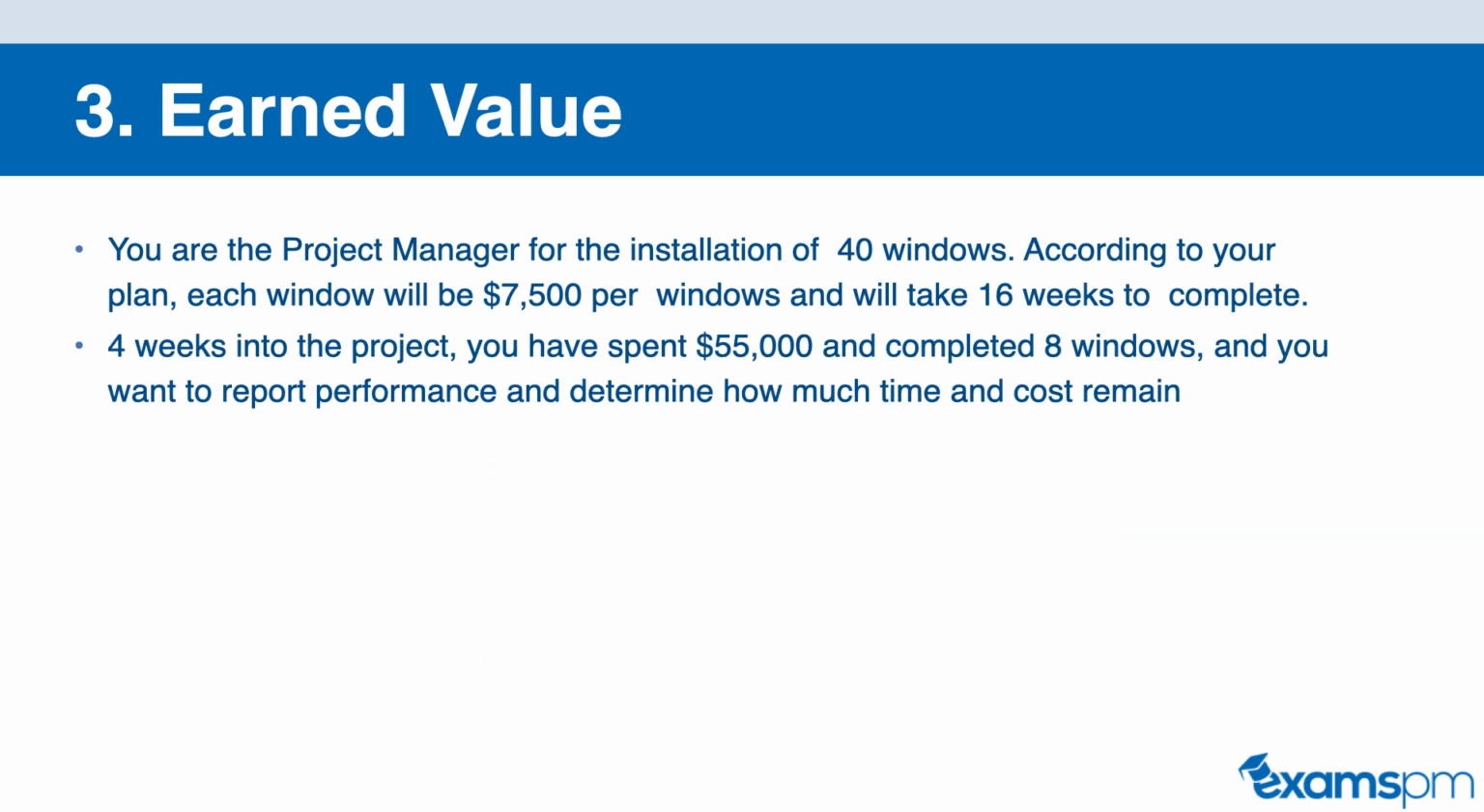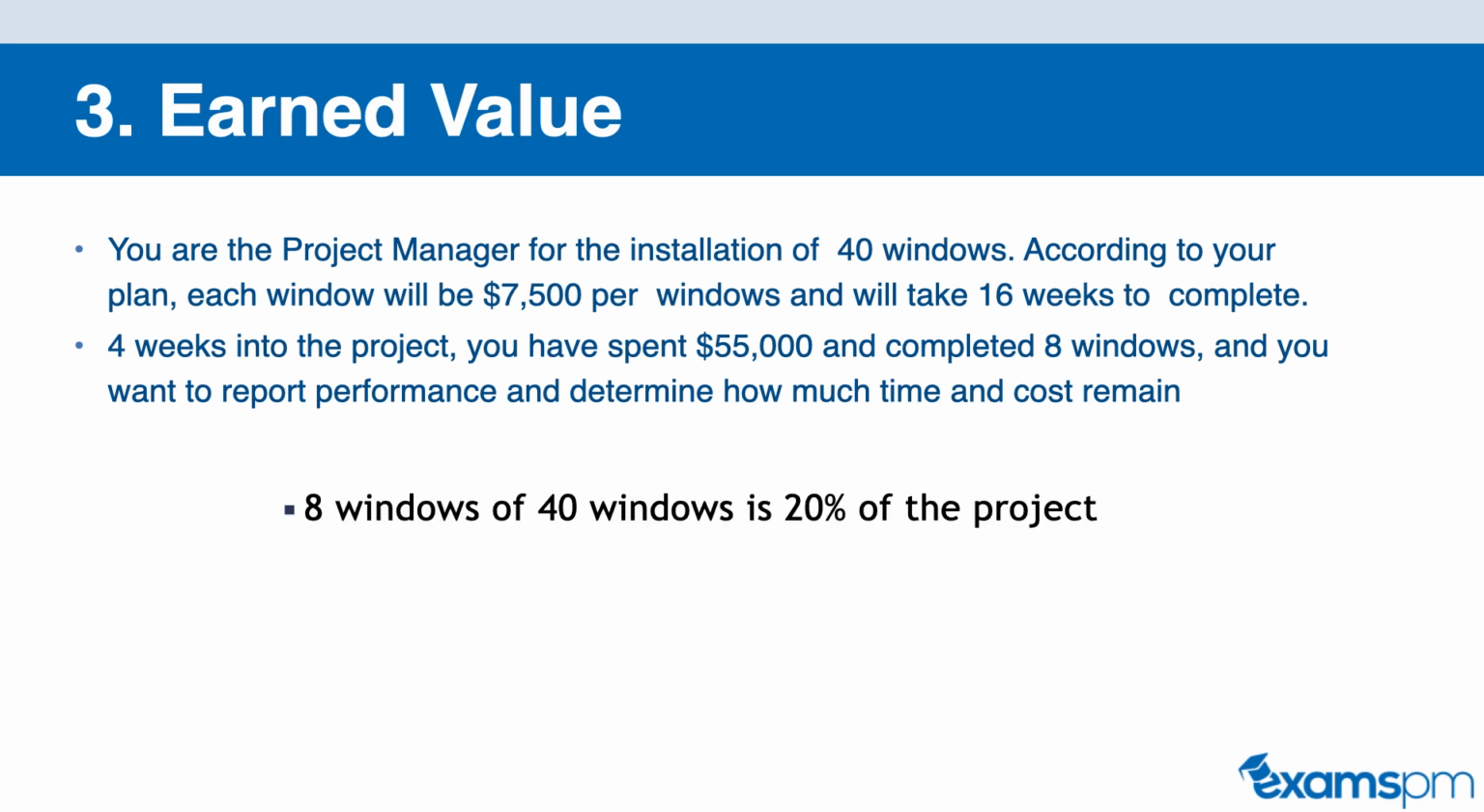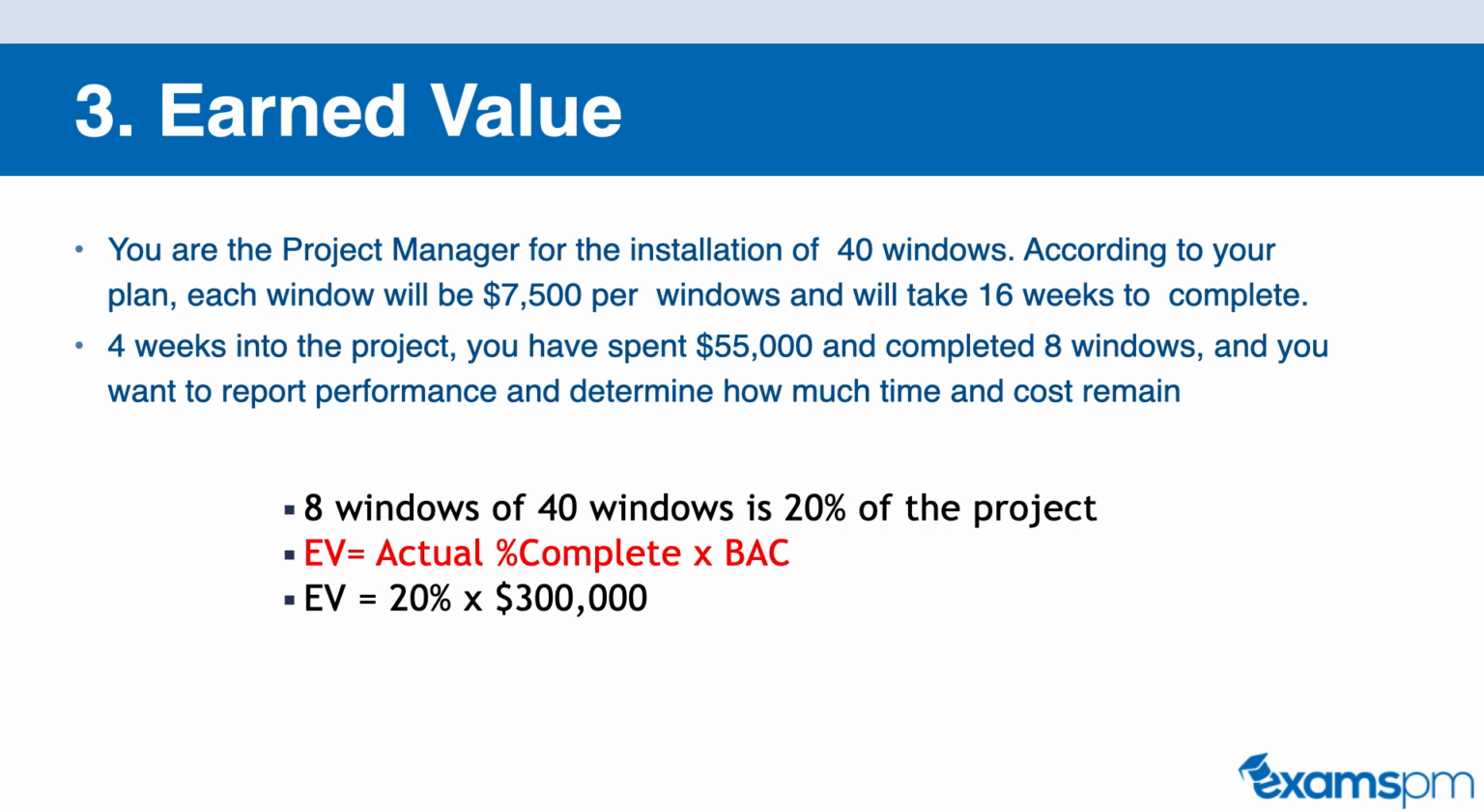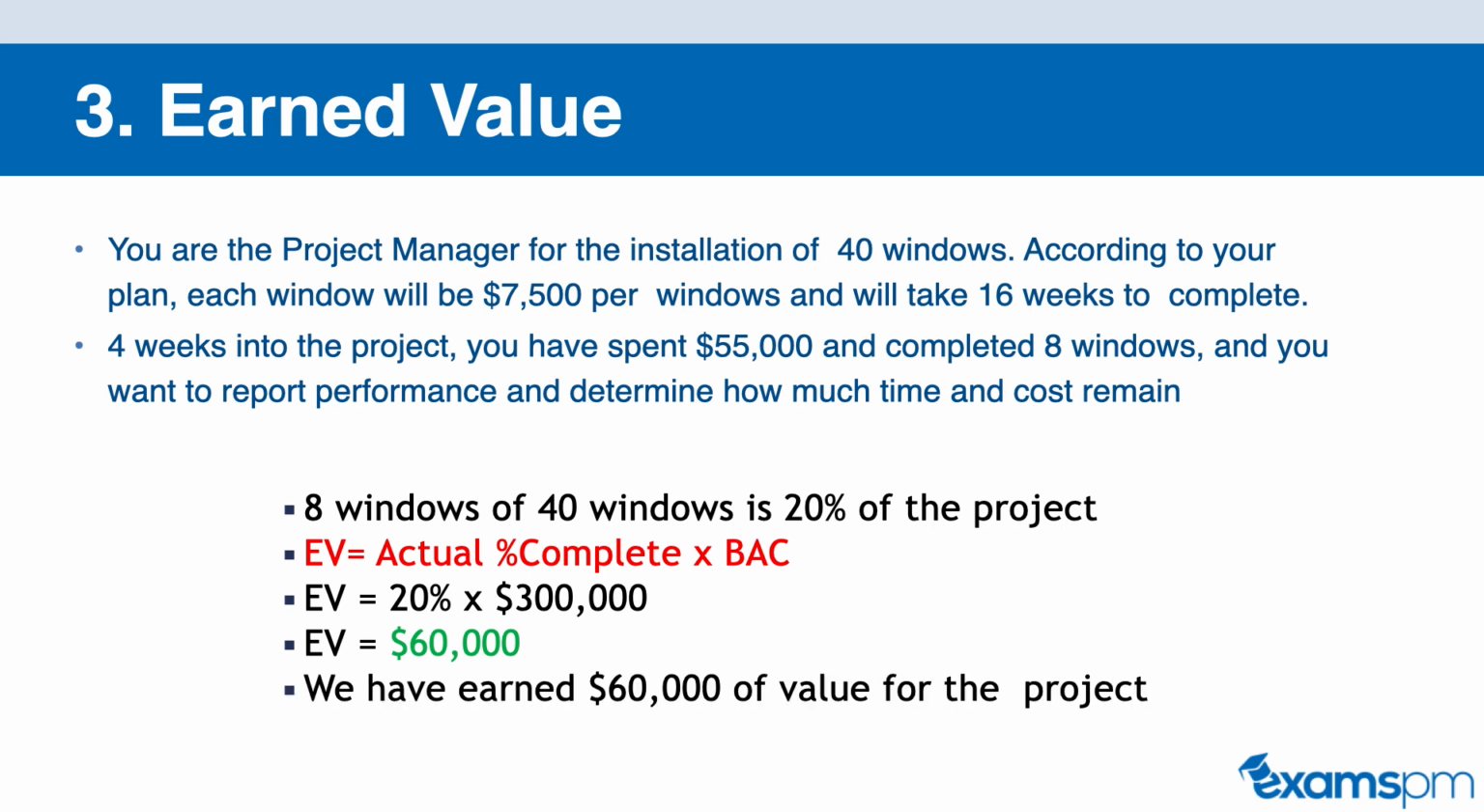Now, going back to our example here, let's suppose that 8 out of the 40 windows is 20% of the project, and we have finished installation of 8 of these windows. Applying our formula here, EV, our earned value, is the actual percentage complete times the budget at completion. So we do 20% times 300,000, and it gives us an earned value of $60,000. So we have earned $60,000 of value for this project.